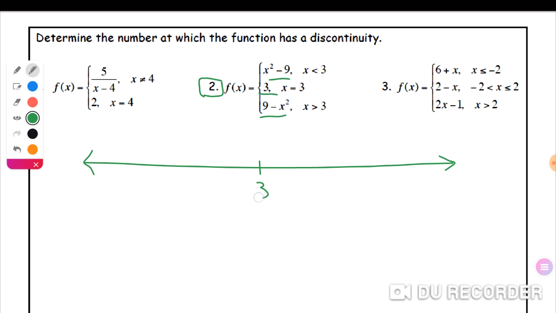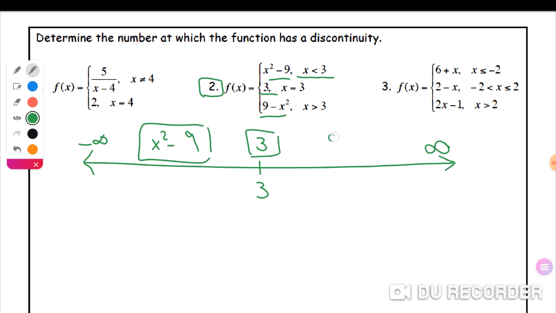So here I write the 3, at which I defined the function in a different way before it, at it, and after it. When x is less than 3, from negative infinity up to 3, meaning at its left, the function is x squared minus 9. At 3, it will be 3. That is the first rule. Second rule, when x equals 3, and here 9 minus x to the power 2, when x is greater than 3.